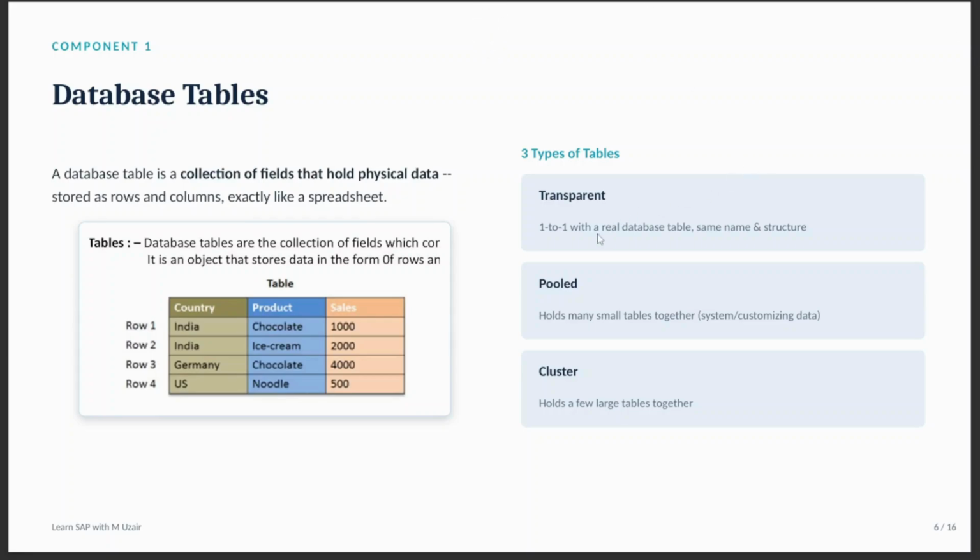The transparent table is one-to-one. The real data related to that table is there in that table. The pool table is constructed using a large number of small tables, and the cluster table is constructed using a small number of large tables. Pooled is a large number of small tables and cluster is a small number of large tables, just opposite to each other. And the transparent table is totally different.